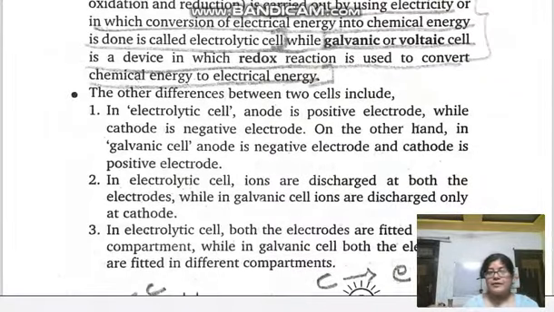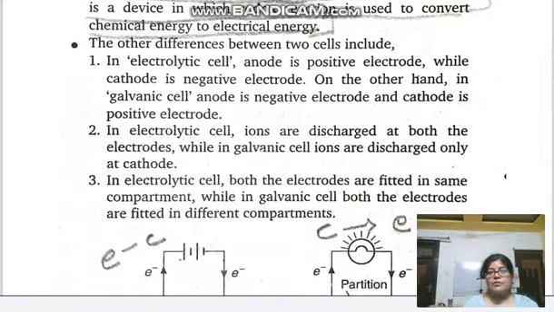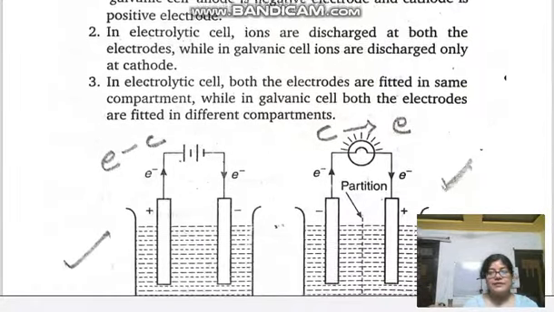So now I am again explaining: chemical energy changes to electrical in the galvanic, that is the voltaic cell. And in electrolysis, electrical energy changes into chemical. E for electrolysis, that is electrical changes into chemical. Now, the second point: in an electrolytic cell, ions are discharged at both the electrodes, while in a galvanic cell, ions are discharged only at the cathode. At the anode, we don't have any ions.